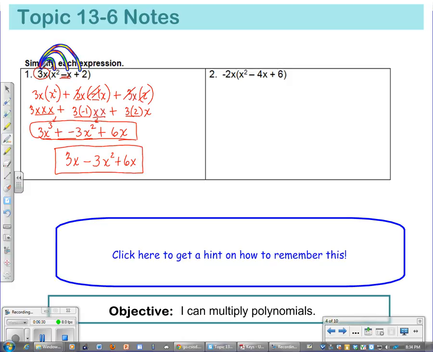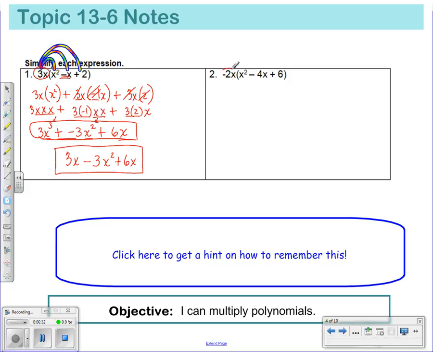Again, we start with what's on the outside. It's a -2x. We're taking that whole quantity, and then we're going to distribute it. So -2x times x squared, -2x times a -4x, and a -2x times a 6. I want you to take the time to actually write out the second step where you show your work. So let's show what's being multiplied.